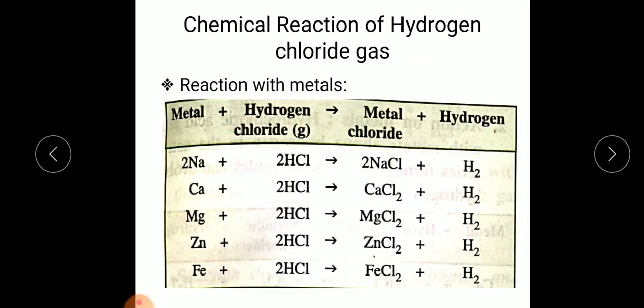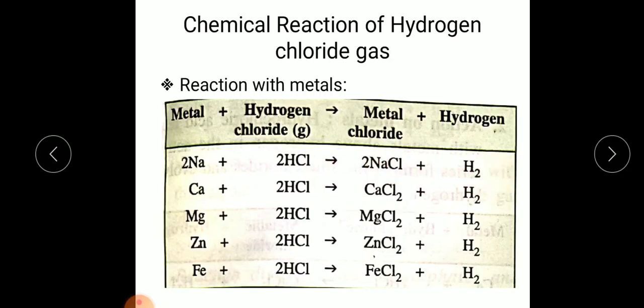Reaction with metals. What happens when hydrogen chloride gas reacts with metals? Let us first see the general equation that will help you to understand the reactions. When hydrogen chloride gas reacts with metals, it forms metal chloride and hydrogen gas. For example, if you take sodium as a metal and react it with hydrogen chloride, it is going to form sodium chloride and hydrogen.